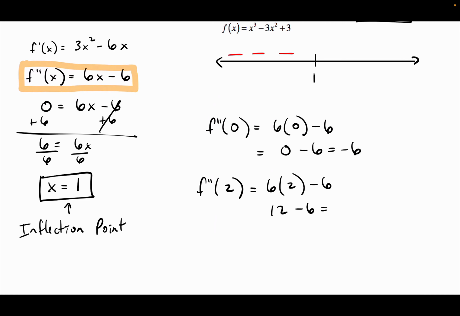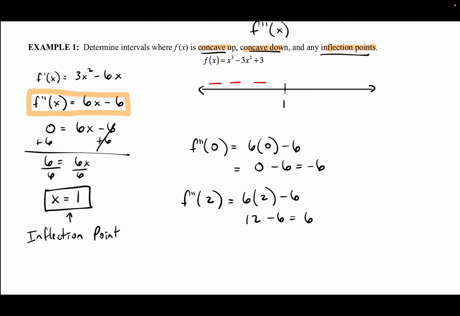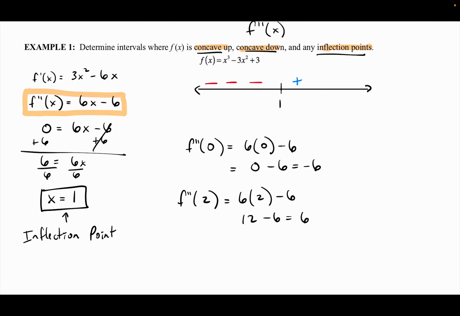Twelve minus 6 is 6. 6 is positive, so it's going to be positive here. So that doesn't mean it's decreasing before 1 and increasing after 1. Where is it increasing, decreasing? I have no idea, because I didn't do a first derivative test. What this is telling me is concave up and concave down.